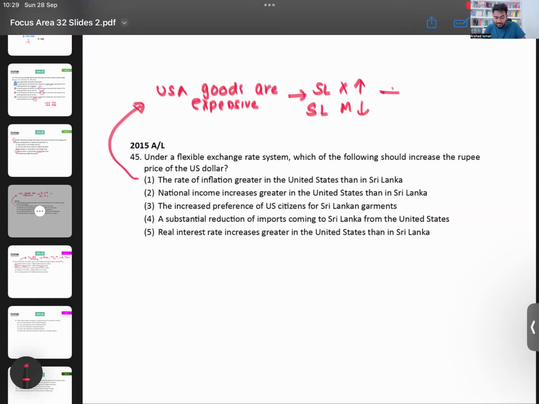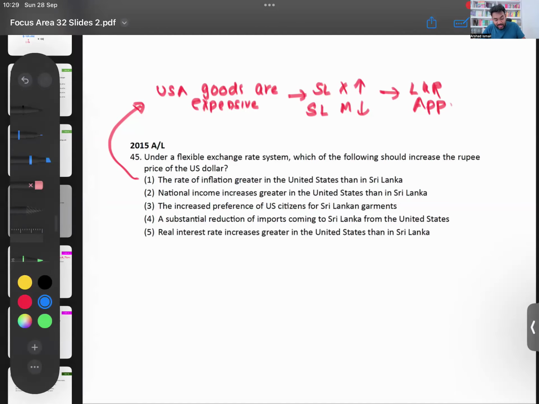So then what happens? We are exporting more and more. We are not importing much. Will our currency appreciate or depreciate then? If you are exporting more and more to the US, not really buying from them, our currency will appreciate. That's a good thing. The Sri Lankan rupee will appreciate because there is more money coming in than going out. Then that is not our answer because we are looking for an answer where the Sri Lankan rupee has depreciated. So it can't be this.